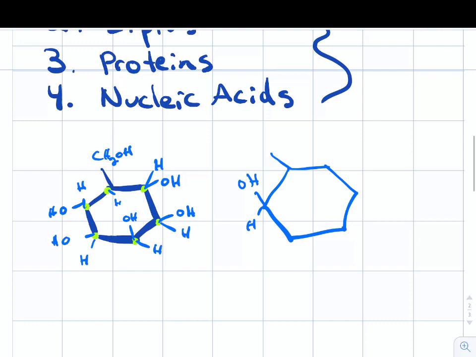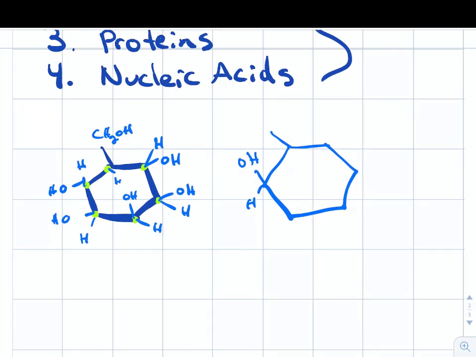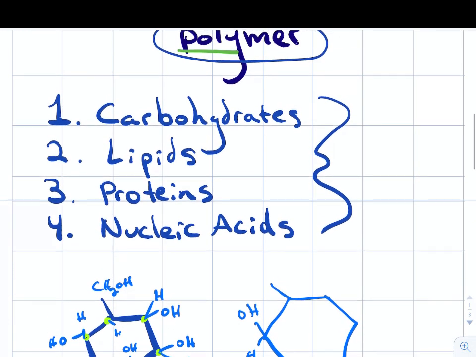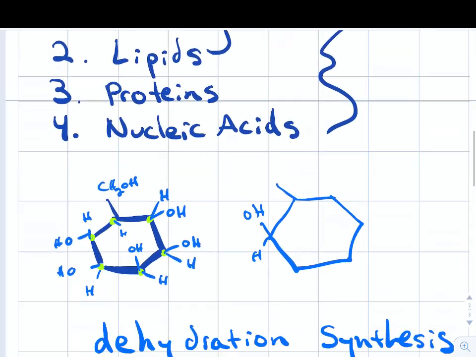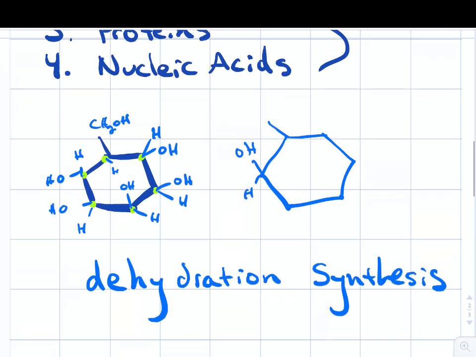Let's look at how a series of monomers join together into a polymer. We have a process that is known as dehydration synthesis that is going to be used to connect monomers together. All types of monomers, whether it's a carbohydrate monomer or a lipid or a protein or a nucleic acid. Here we have some examples of carbohydrates. I'm just using them as examples.